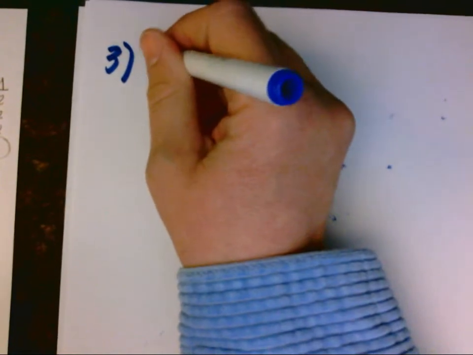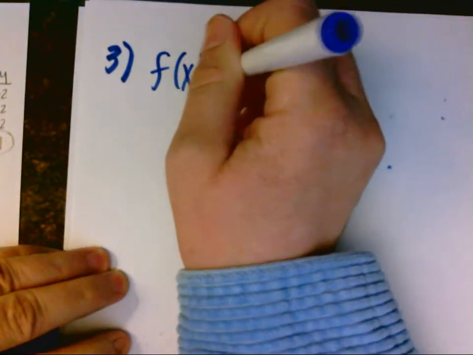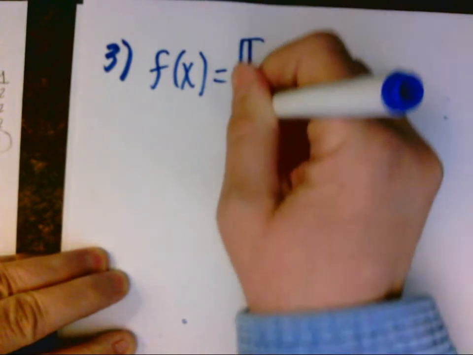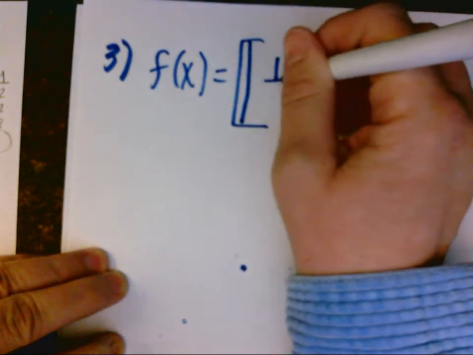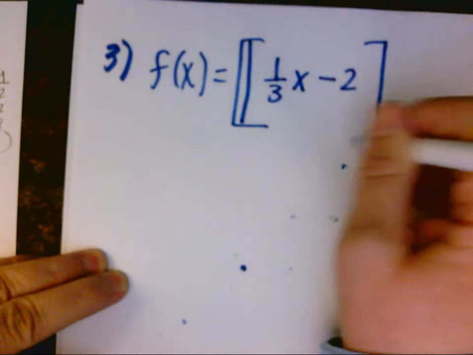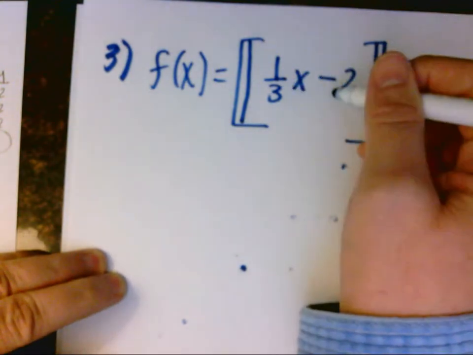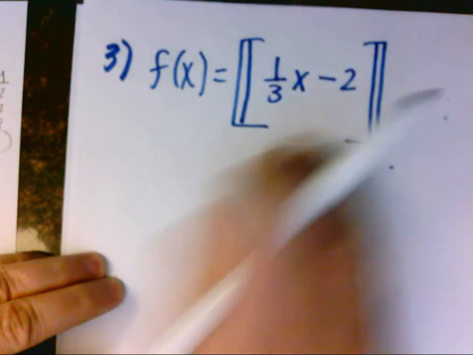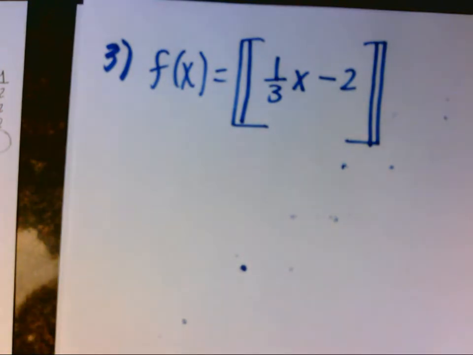Let me find that. This is example 3. And example 3 says, let me not show you the whole answer first. Example 3, it says that we have a function f of x where we're going to take the greatest integer, we make a square bracket and double side the vertical, 1/3 of the x minus 2. That's how we calculate it. For any x, we put it in, we take a third, we subtract 2, and then we take the greatest integer less than or equal to that value, okay?